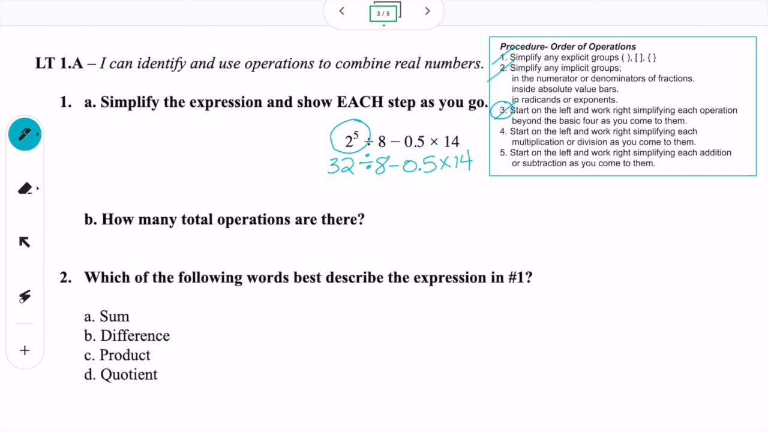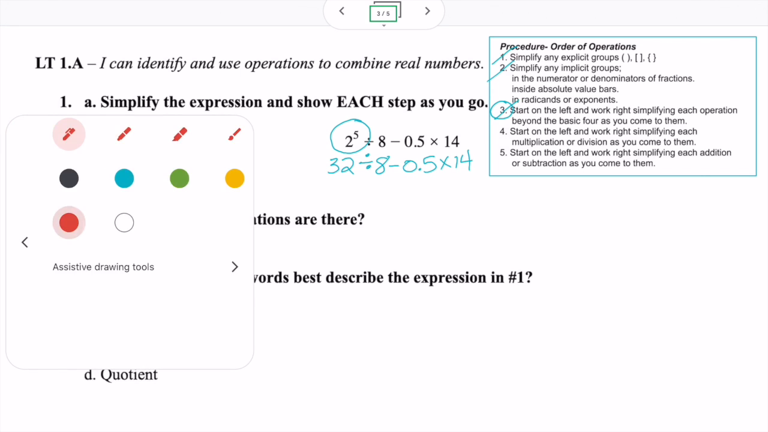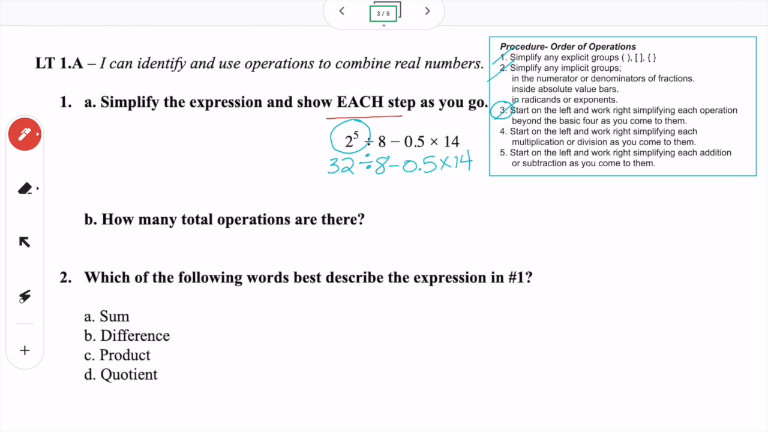Step 4 says start on the left and work our way right, simplifying each step. We always work from left to right. So any multiplication or division that we see in this step from left to right, we're going to do that. And there is a division on the left, so in this example, we'll divide before we multiply. 32 divided by 8 is 4. And everything else I'm going to leave the same.